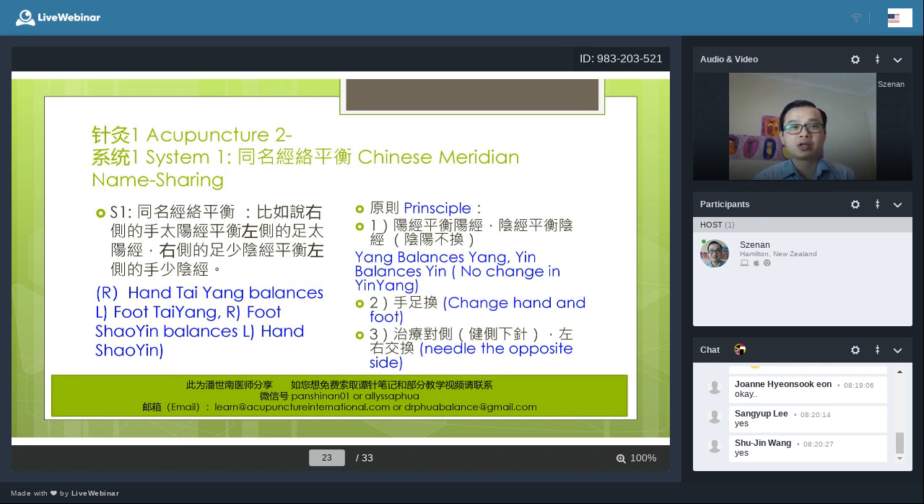Chinese meridian names sharing. Now, look at the principle in here. If you read 黄帝内经, 黄帝内经 said about use yang to treat yin, use yin to treat yang. Okay, but in this principle, we use yang to treat yang, yin to treat yin.